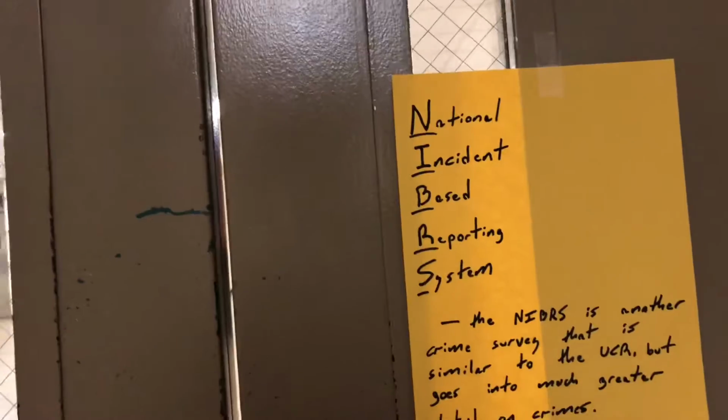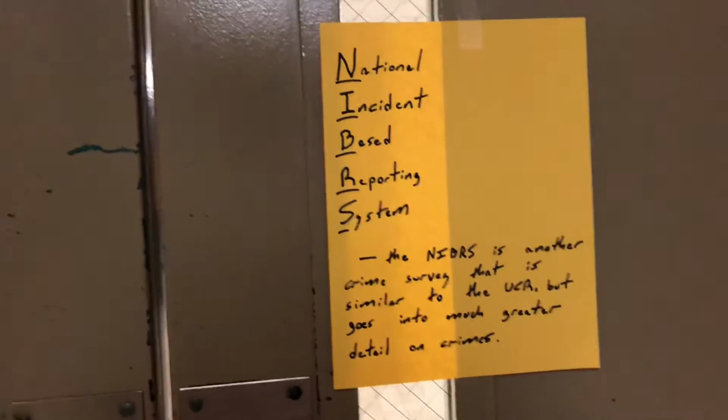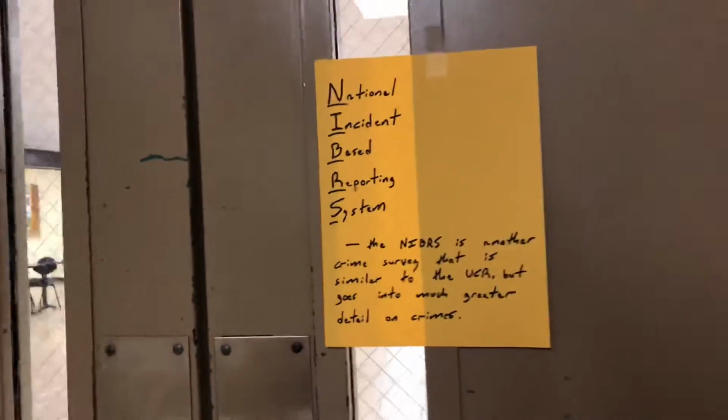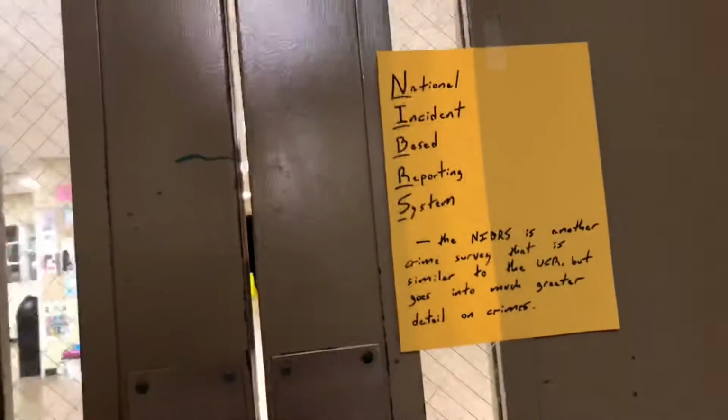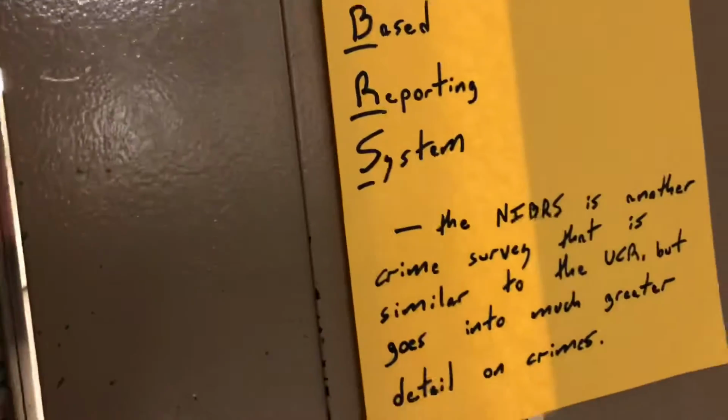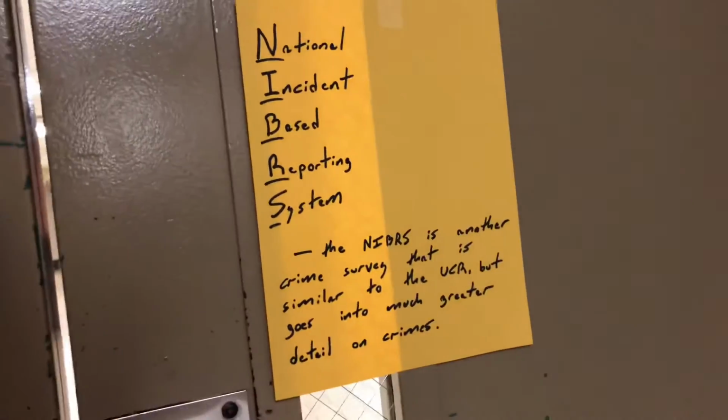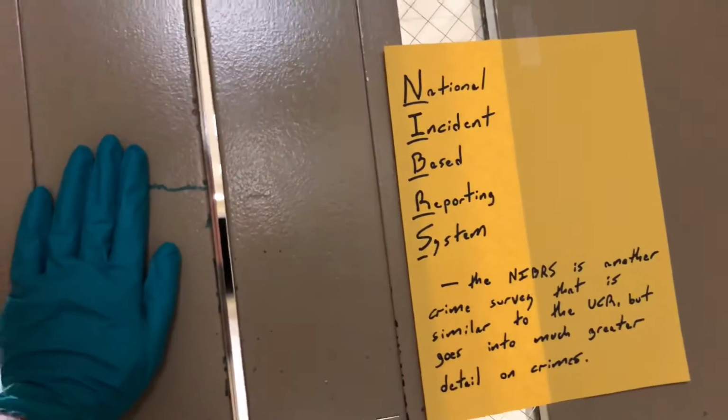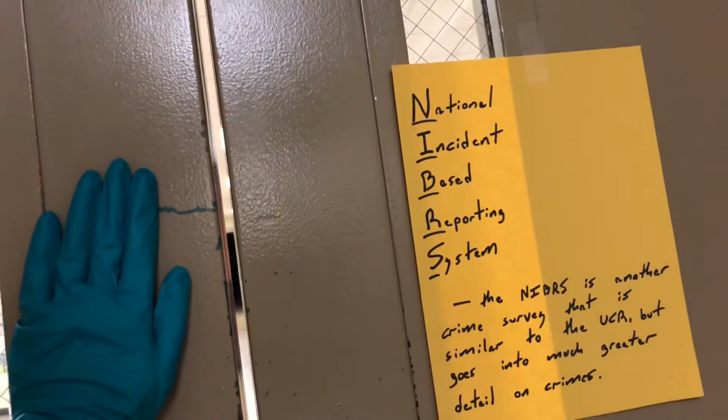Anyway, the NIBRS is the National Incident-Based Reporting System. And it is another crime survey that is similar to the UCR, but it goes into much greater detail on the crimes that it reports. And we're about to look at the details of these.